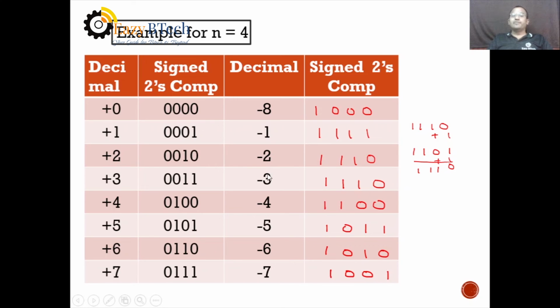So here the difference is we don't have two representations for 0. Instead of that, we have the representation for minus 8, which is 1 triple 0.